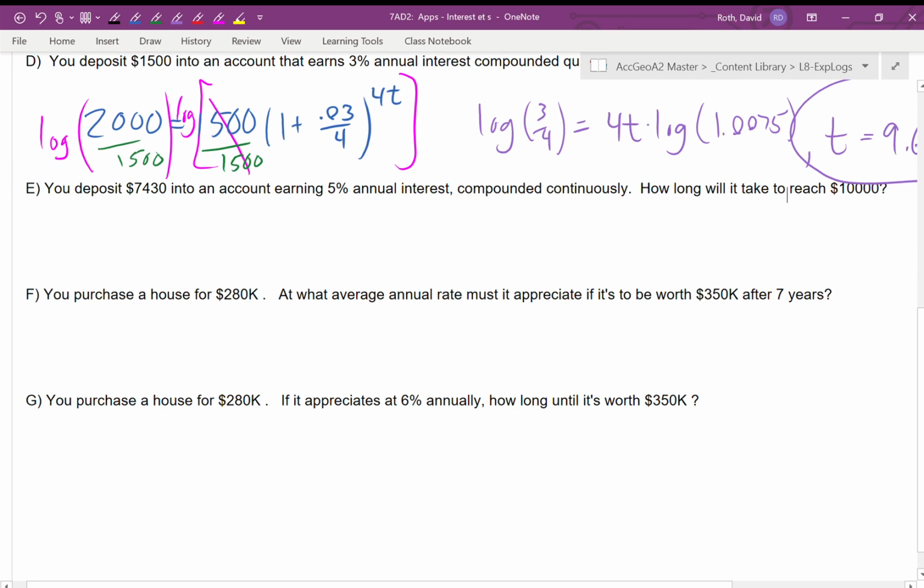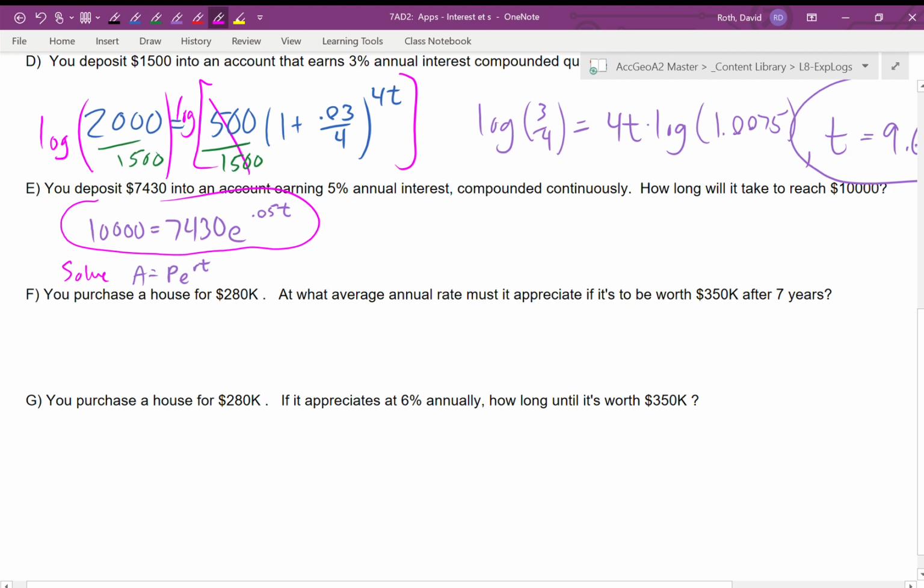Okay, E. Another one of the compounded continuously ones. We're going to be solving for how long it takes. So let's set it up. 10,000 equals 7,430. Now remember, this is A equals P E to the RT power. So it's an E 0.05, and I'm solving for how long? So I need to solve that.